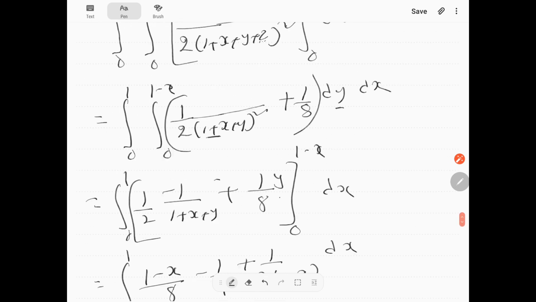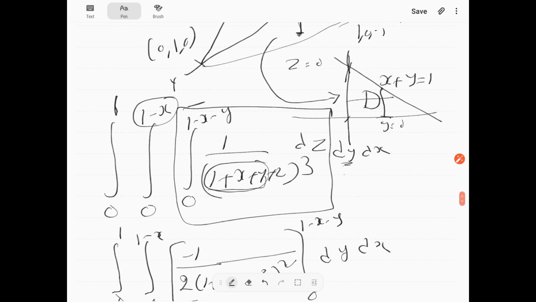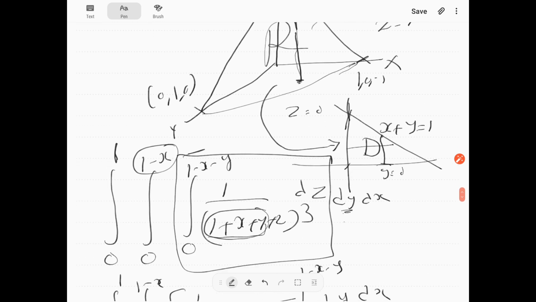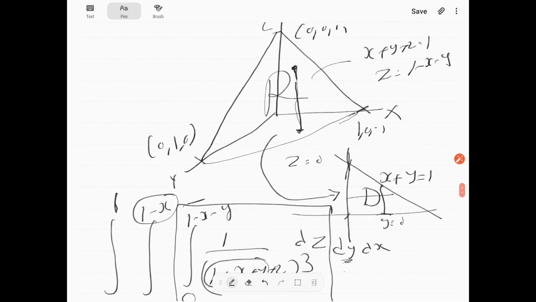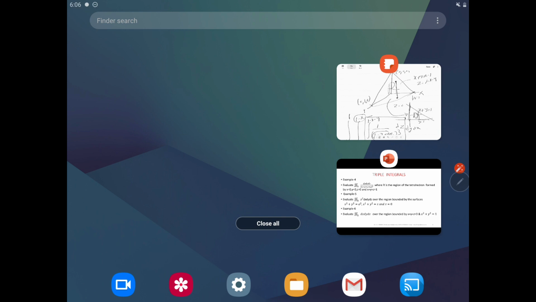So once you find the limits, the remaining process is the same. So finding the limits is this. Because in this region of the tetrahedron, the lower value of z is 0 and the upper value for z is 1 minus x minus y. If you take the projection of it on the xy plane, this is the projection. And in this region D, x and y vary. In this triangular region, limits will be 0 to 1 minus x, 0 to 1. Now, let us see the other problem.